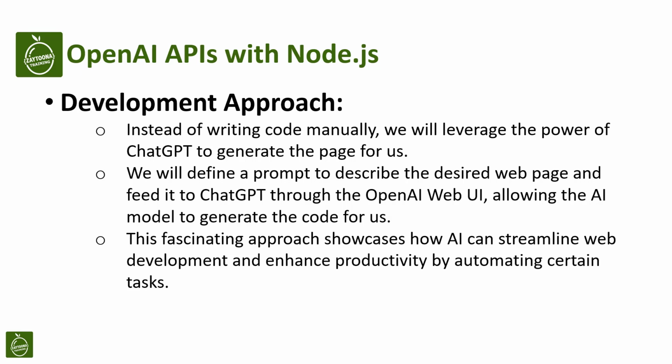We will define a prompt to describe the desired web page and feed it to ChatGPT through the OpenAI web UI, allowing the AI model to generate the code for us. This fascinating approach showcases how AI can streamline web development and enhance productivity by automating certain tasks.